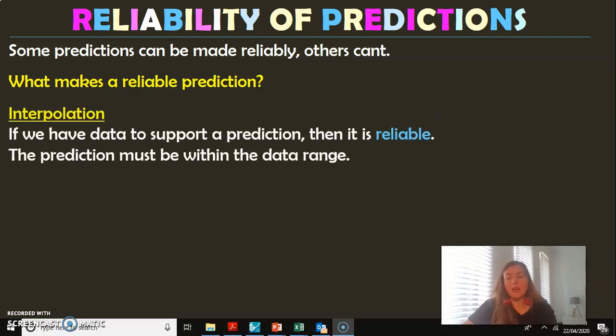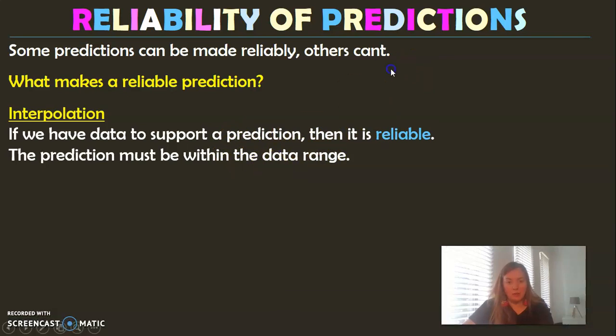If the data that we have and the data that we are predicting is within a similar range to each other, then we say that that's called interpolation. That is a reliable prediction. The prediction must be within the data range that we have in the question though. And I'll show you this on a graph in a minute. It makes a lot more sense when you see it on a graph.